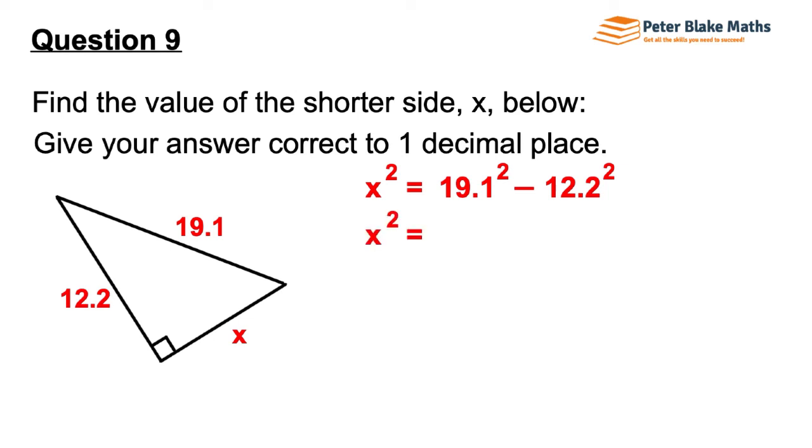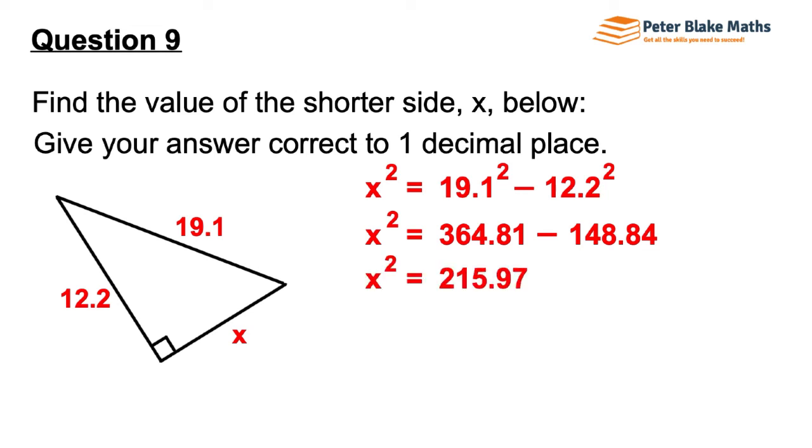So let's process that. We have x squared equals 19.1 squared. Now 19.1 squared is 364.81, putting it into our calculator, and 12.2 squared is 148.84. We'll just process that properly and we'll end up with, on the right hand side, 215.97. Just use your calculator for those bits.